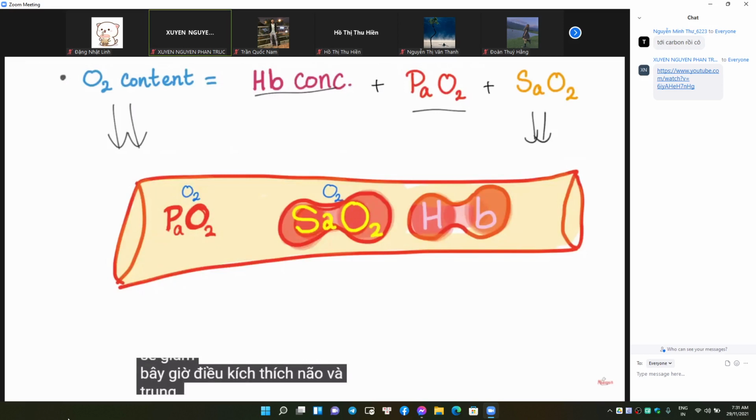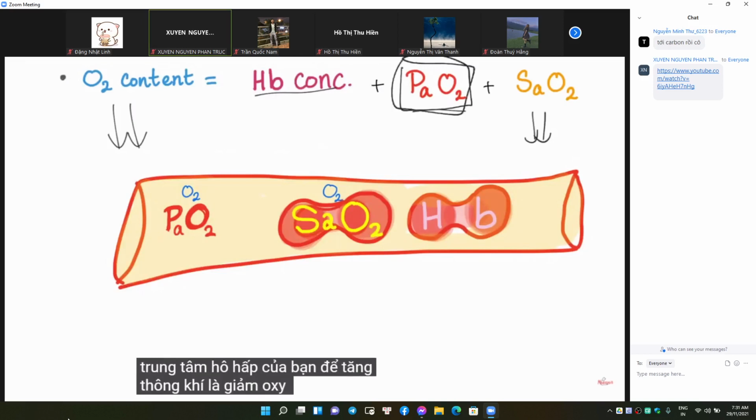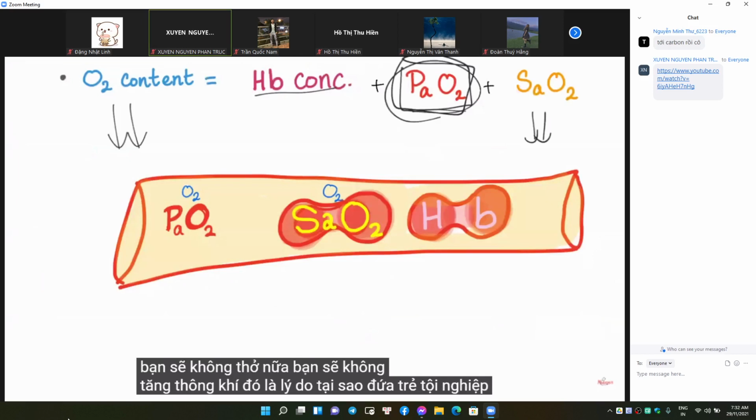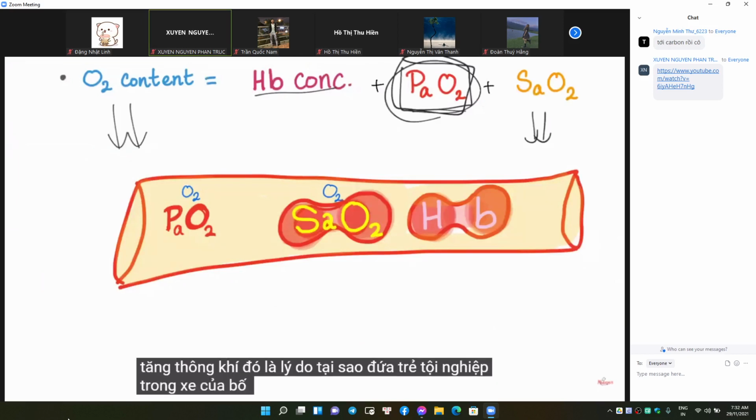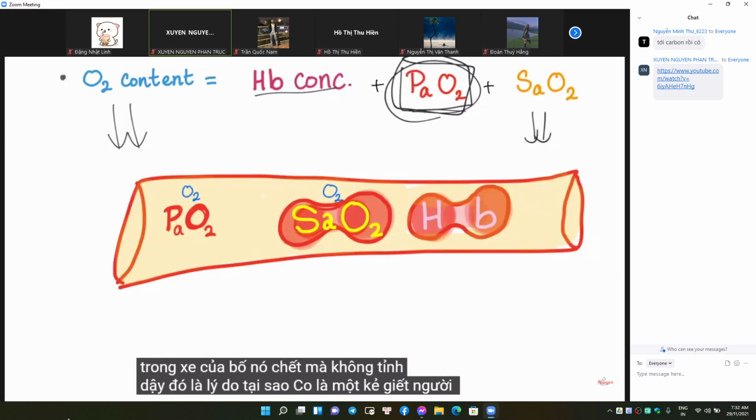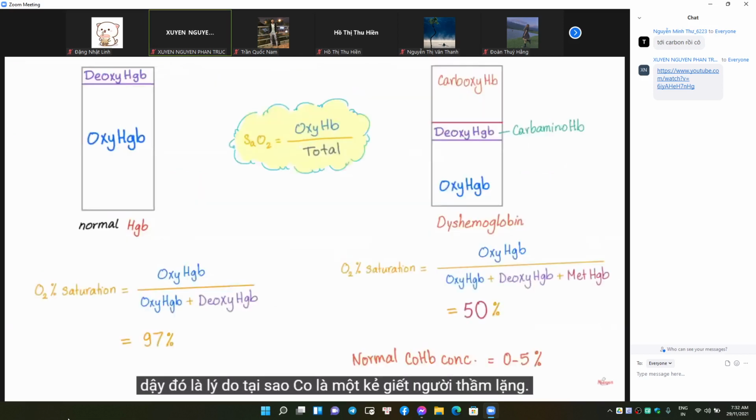Now, what stimulates your brain and your respiratory center to increase ventilation is the hypoxemia. But since in CO poisoning the PaO2 is normal, you're not going to breathe more. You're not going to hyperventilate. That's why the poor kid in his dad's car died without waking up. That's why CO is a silent killer.